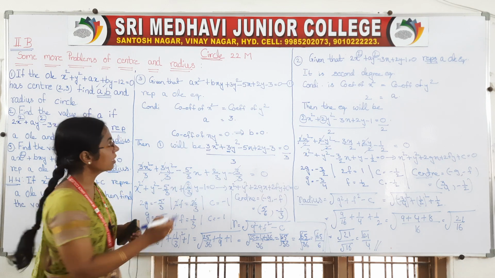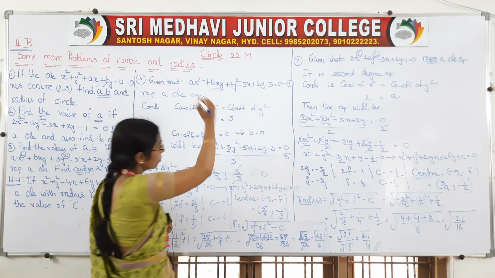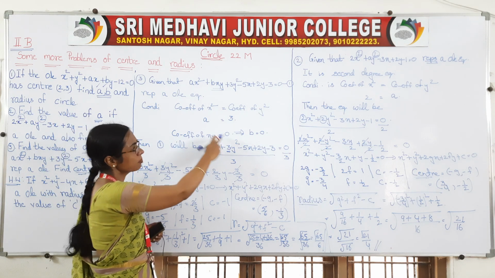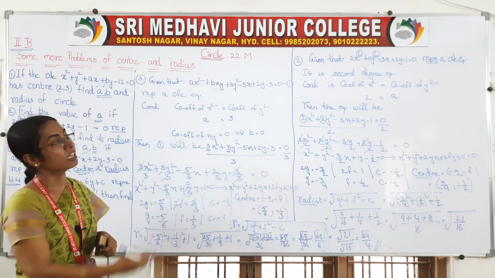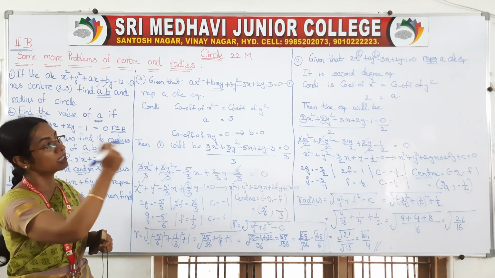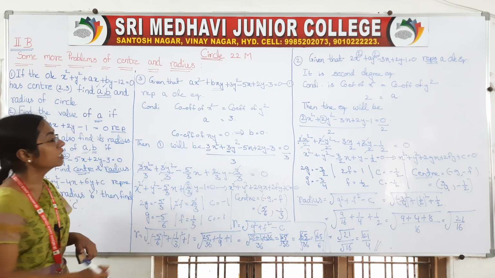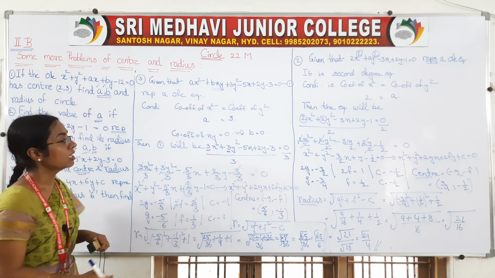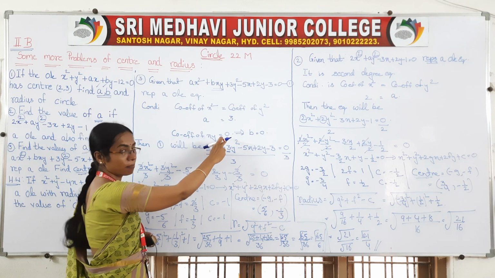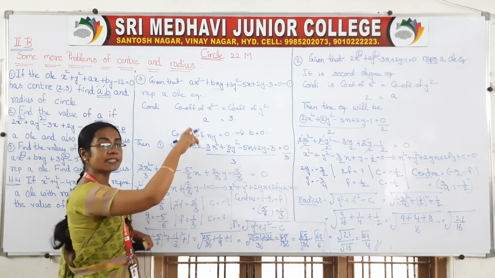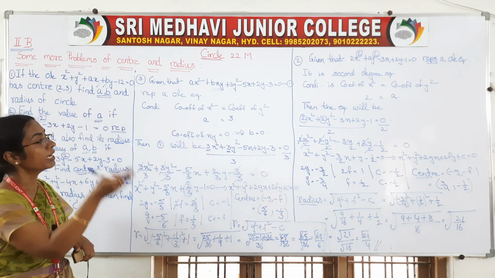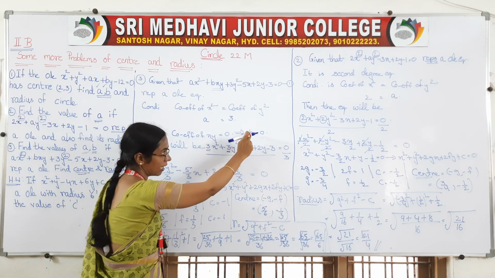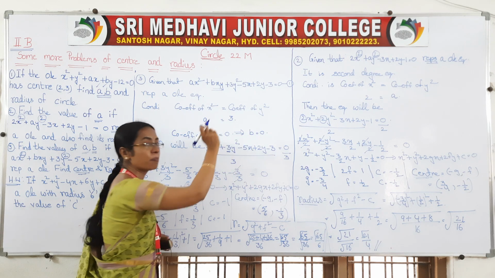Why, madam? Here we are having an xy term. So the second condition is that the coefficient of xy is equal to 0. That means there should not be any xy term. There it is not there, that's why I have not taken that second condition. But here the xy term is there and we have to find its coefficient. So the coefficient of xy must be equal to 0 in a second degree equation. Then only it is called a circle. So that's why we equated the xy term's coefficient to 0, giving b.